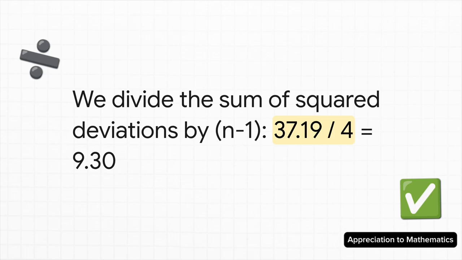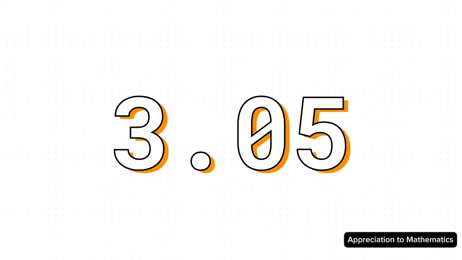We are so close now. And here it is, the final step, step 5. We just take the square root of that variance. The square root of 9.30 is 3.05. And that number, 3.05, that is our standard deviation. It's telling us the typical distance any of our original numbers is from the average.